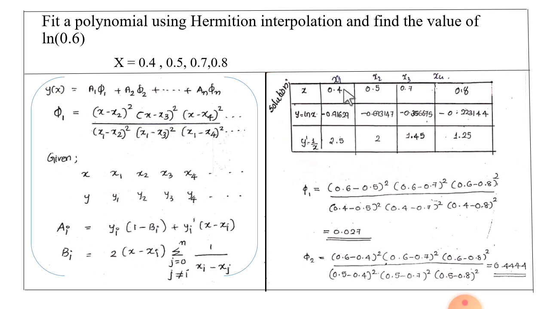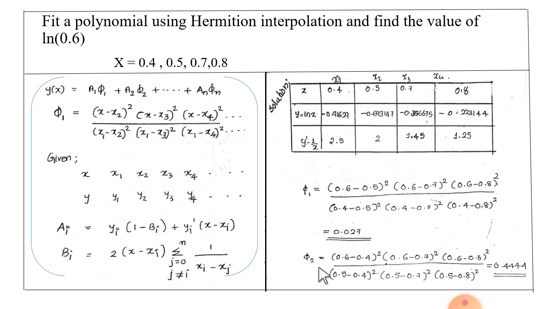So here we have marked the values x1, x2, x3, x4. x1 is 0.4, x2 is 0.5, x3 is 0.7, x4 is 0.8. Now substitute the values here. So phi 1 equals (x minus x2) whole square, is it? So x is 0.6, then the x2 value is given here as 0.5. Then into (x minus x3), the x3 value is 0.7. Then (x minus x4), the x4 value is 0.8. So substitute the values and find the value for phi 1.